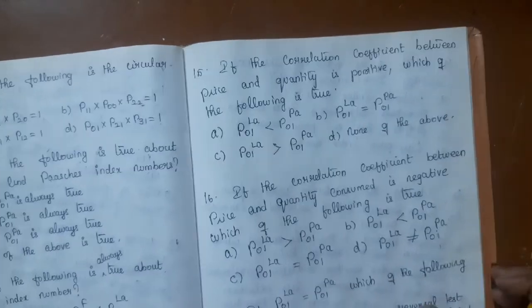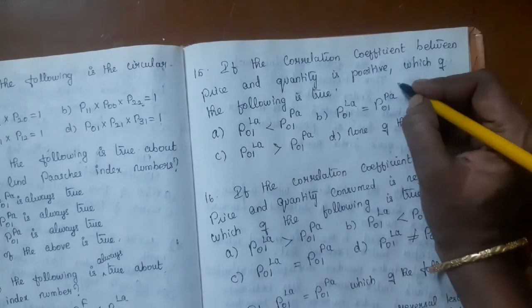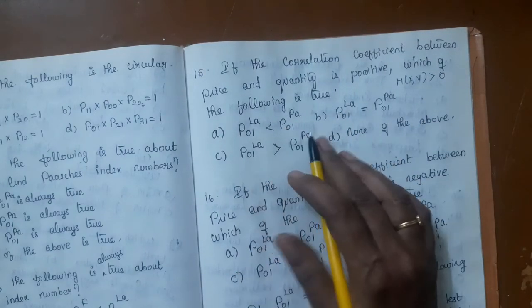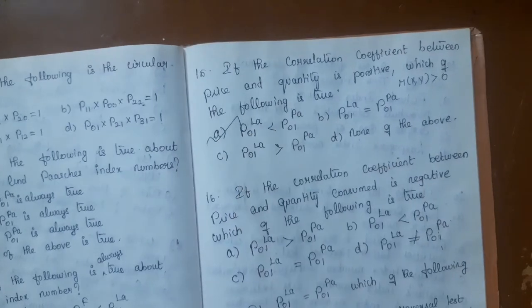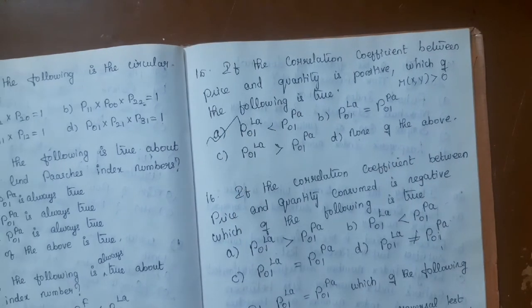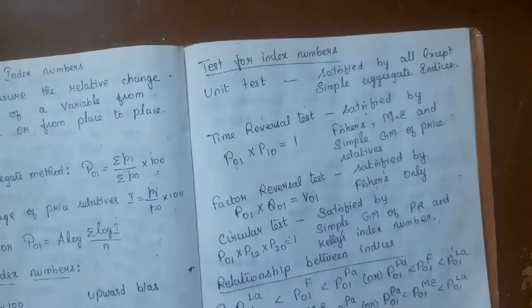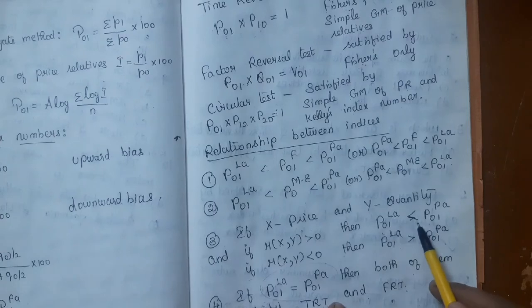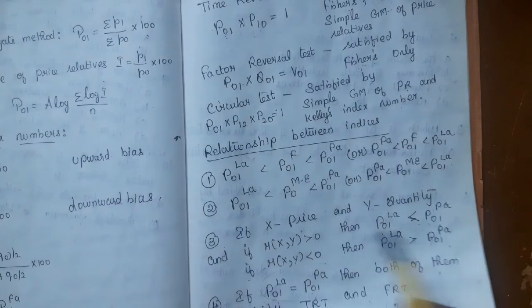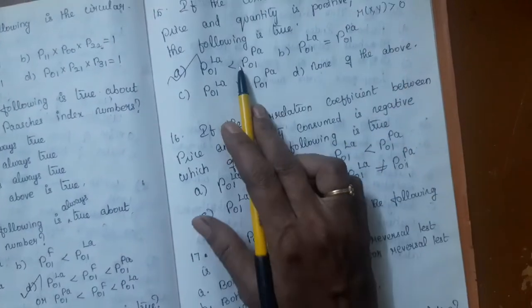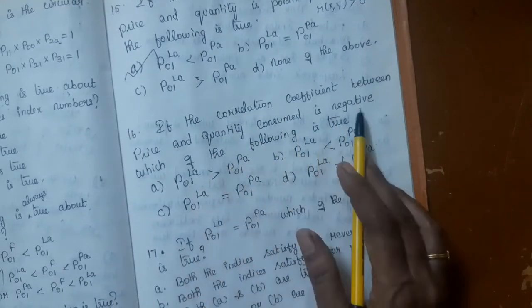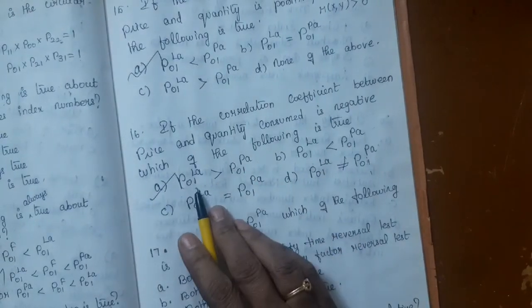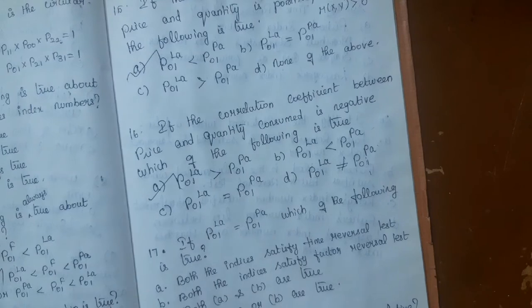If the correlation coefficient between price and quantity is positive, if R of x comma y is greater than 0, which of the following is true? Last year's index number is less than past's index number, which we have seen in the points to remember. See, if R of x comma y is greater than 0, P01 LA will be less than P01 PA. Okay. So if it is greater than 0, this is true. If the correlation coefficient is negative, less than 0, then this is true. P01 LA will be greater than P01 PA.